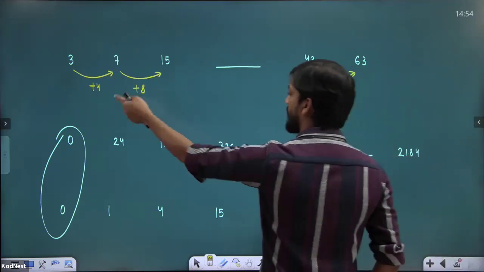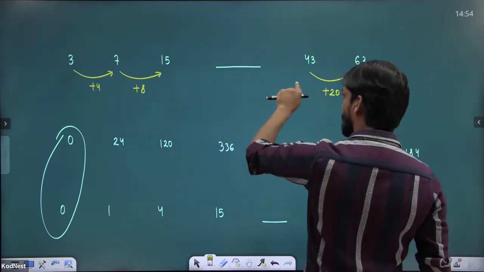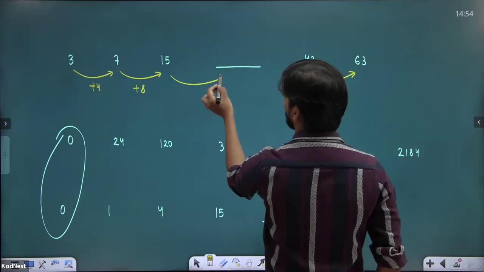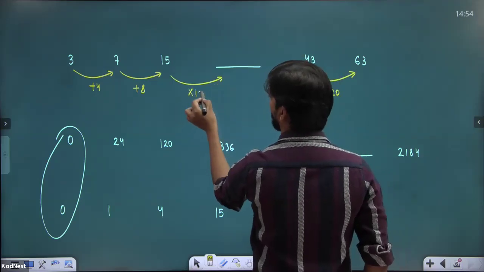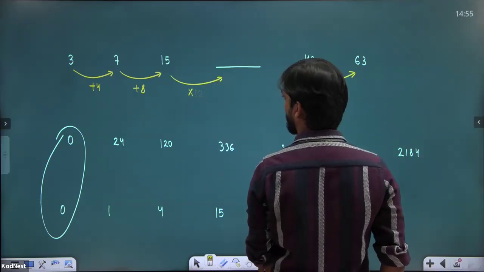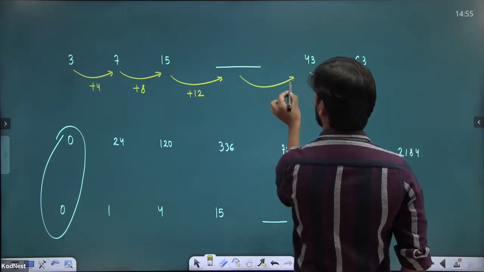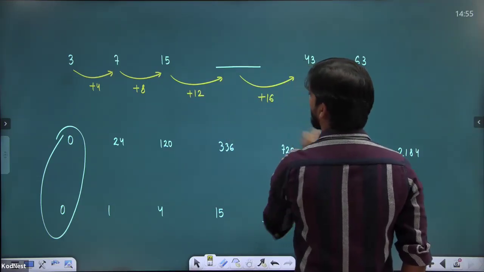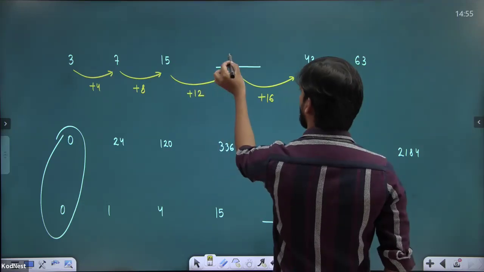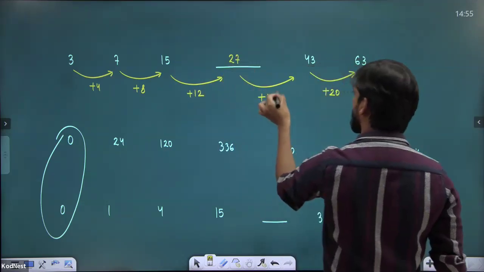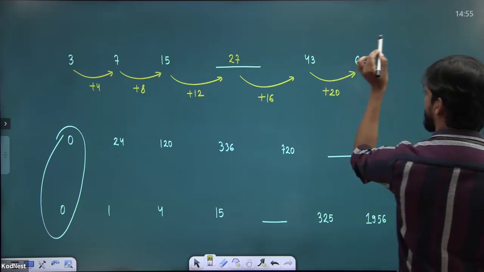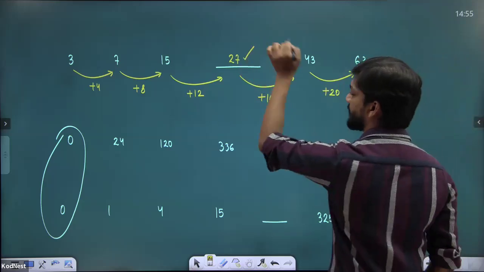So it should be 4 into 1, 4 into 2, 4 into 3, 4 into 4, 4 into 5. 15 plus 12 is 27. 27 plus 16 is 43. 43 plus 20 is 63. So yes, it is correct.